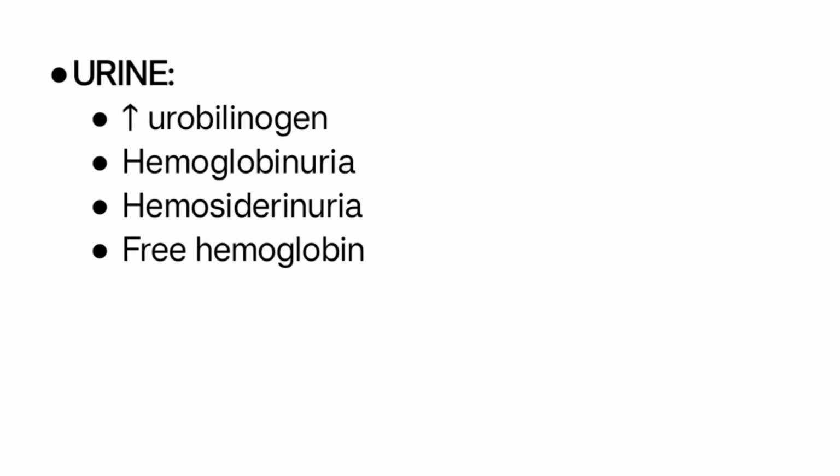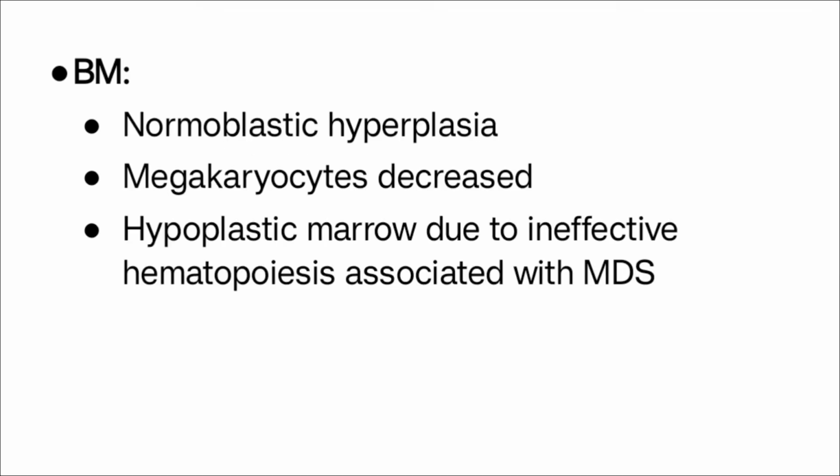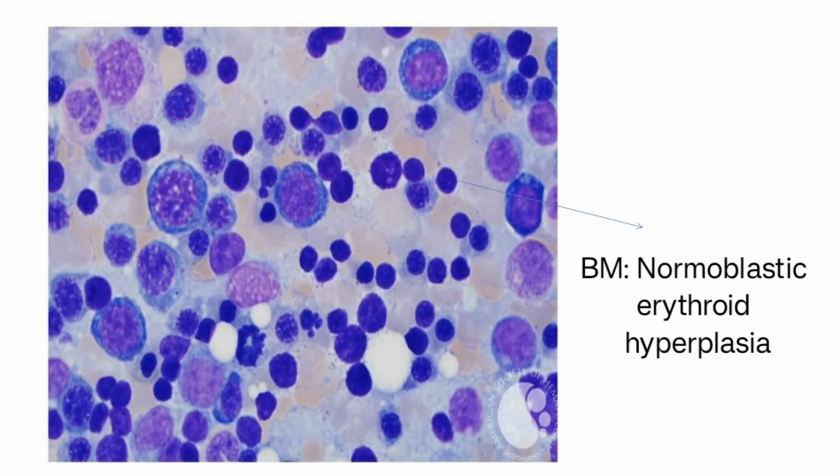Now in serological tests, due to the intravascular hemolysis, there will be decreased serum haptoglobin, and indirect bilirubin and LDH will increase. In bone marrow, there will be normoblastic hyperplasia, decreased megakaryocytes and hypoplastic marrow due to ineffective hematopoiesis. The image is showing normoblastic erythroid hyperplasia.